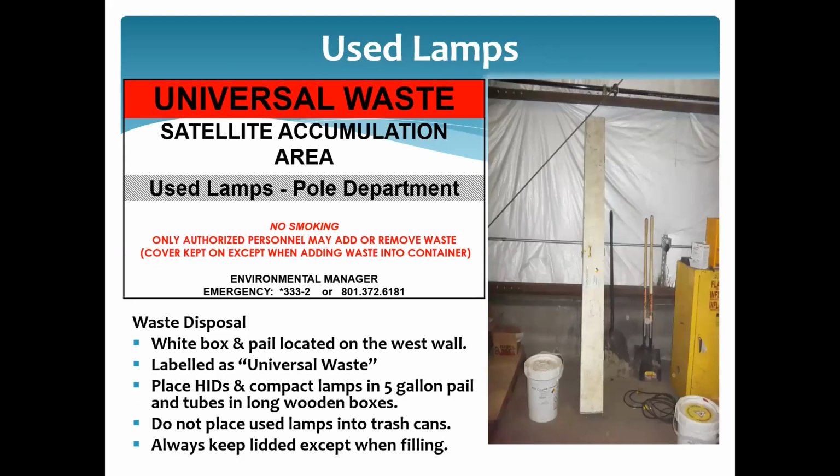Then we have lamps or light bulbs. We call them lamps, like I said. We've got two types of containers for these. So the long fluorescent lamps go into these white coffin type boxes that you see in the photograph to the right. And then for the incandescent or the compact fluorescents, they'll go in the bucket that's located right next to the container. If you don't know where these containers are, talk to your supervisor. If you generate the waste, this is where it goes.